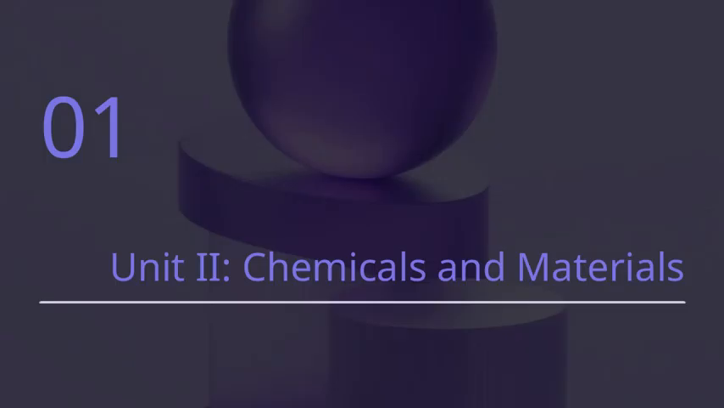Welcome to Unit II, where we'll be exploring chemicals and materials. In this section, we'll focus on understanding the vital role these substances play in various industries and applications. Chemicals and materials are fundamental to innovation and development, impacting everything from manufacturing to environmental management. As we go through this unit, I want you to keep in mind how these elements connect to broader themes like sustainability, safety, and technological advancement.